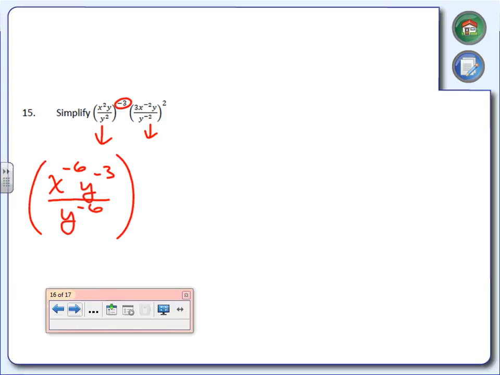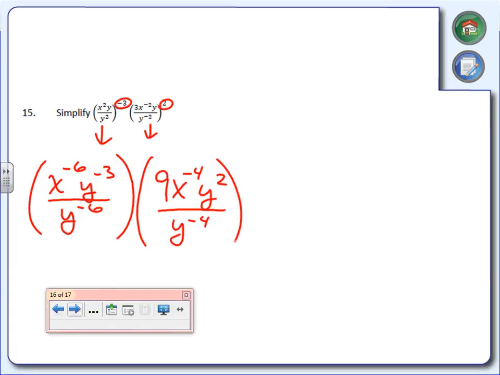I'm going to do the same thing with that other one. I'm going to take all the exponents and multiply them with the 2. But keep in mind, I'm also going to need to square this 3 that's in front here. So starting with that 3, if I square it, that's now going to give me a 9. x to the negative 4, y squared, y to the negative 4. All I did was take this 2 right here and multiply all the exponents.